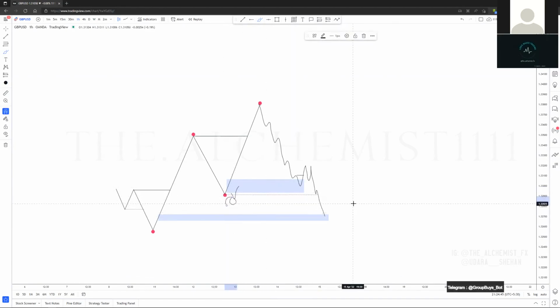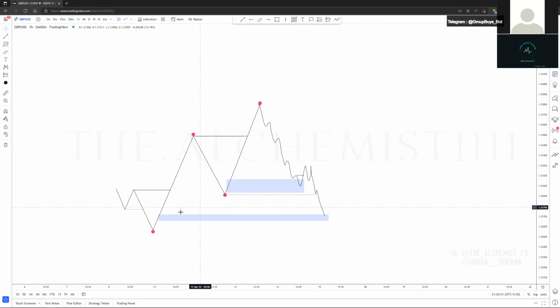Sometimes there are many POIs. So remember, we will be looking for the closest higher time frame point of interest. The closest higher time frame one, not just a random 1 minute order block in here. No, first we start from the higher time frames.